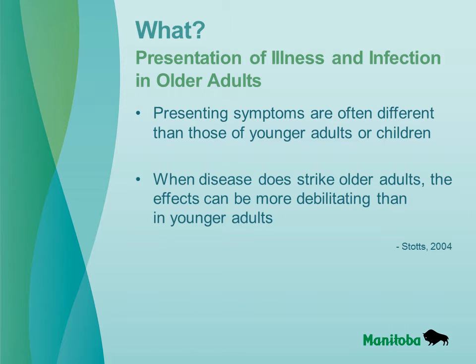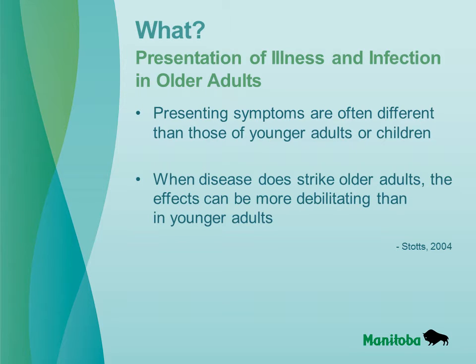What do we mean by atypical presentation of illness in older adults? Some older adults present with the classic signs and symptoms of illness. However, presentation of illness and infection in older adults is often atypical. That is, presenting symptoms are often very different from those of younger adults and children. The classic signs and symptoms may not appear, or may appear only in a very vague manner. This does not fit with our conventional understanding and knowledge or education of illness presentation.